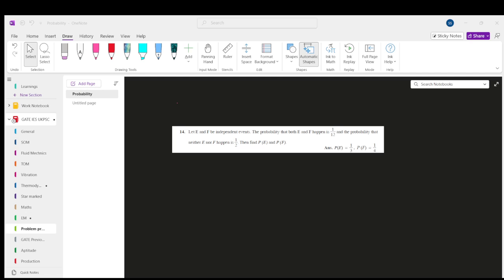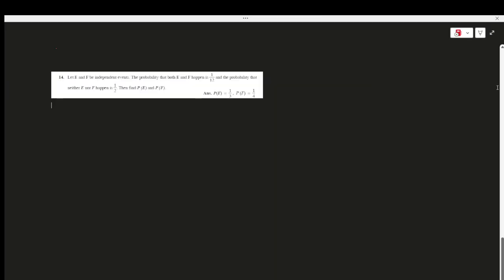Hello guys. So today we will try to solve this interesting problem. It says that let E and F be independent events. The probability that both E and F happens is 1 by 12, and the probability that neither E nor F happens is 1 by 2. And then find P(E) and P(F).